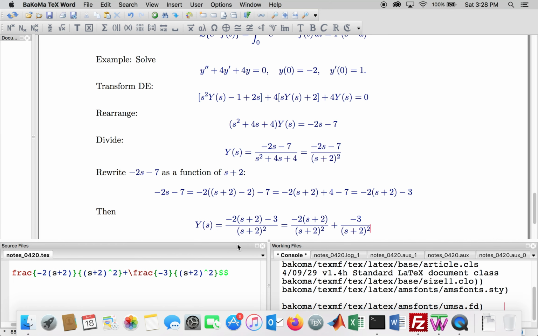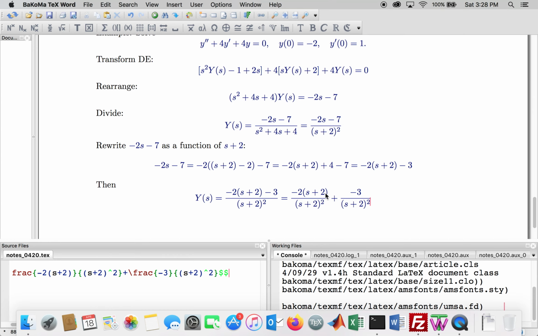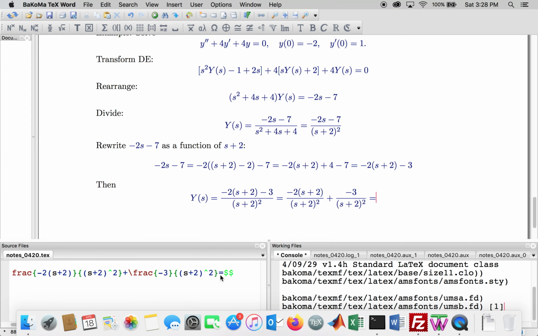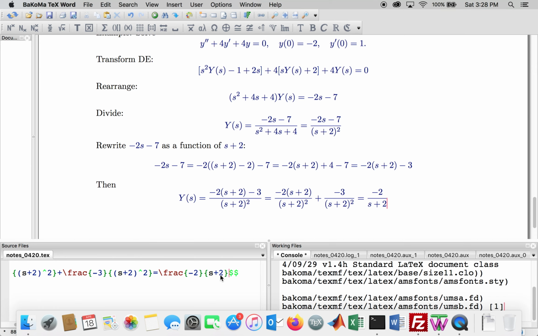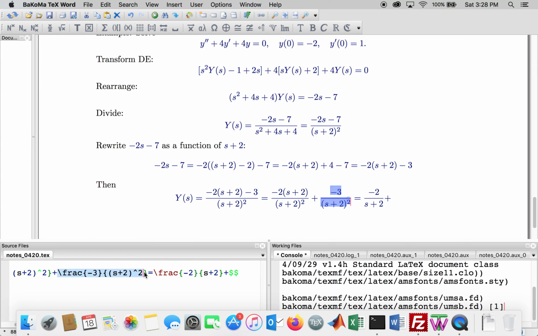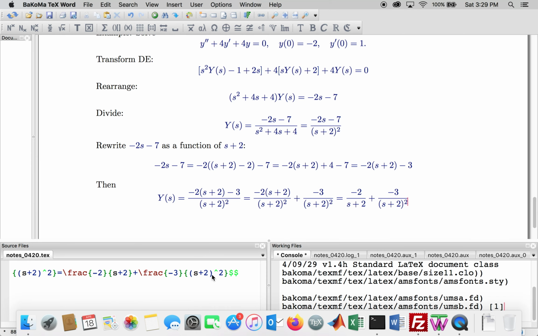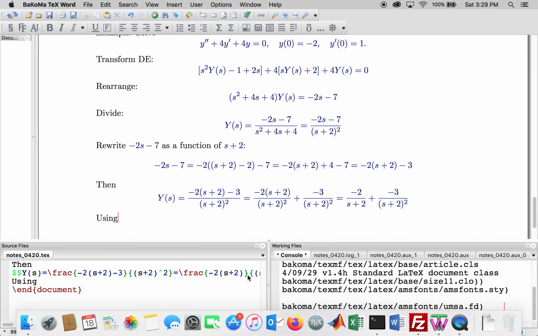Now, in the first fraction, I can cancel one of the s plus 2's. So I'll have minus 2 over s plus 2 to a first power now, and then this other fraction. Okay. So this will be much easier to work with as far as inverse transforms are concerned. So here are the transform rules that I will use.